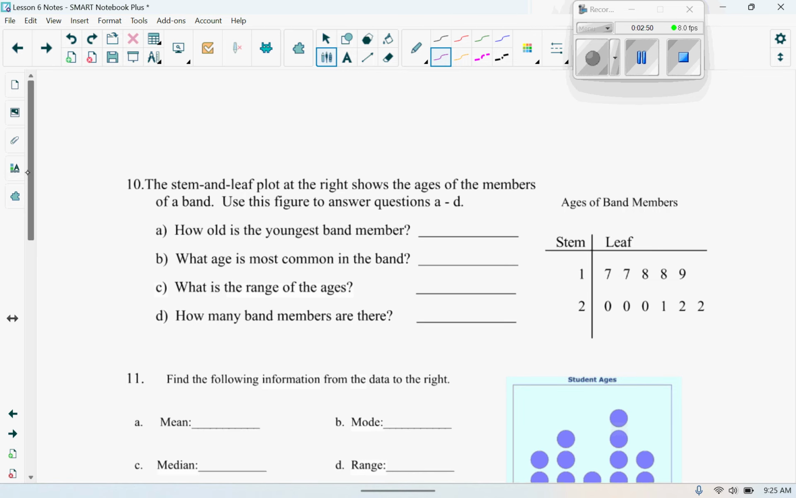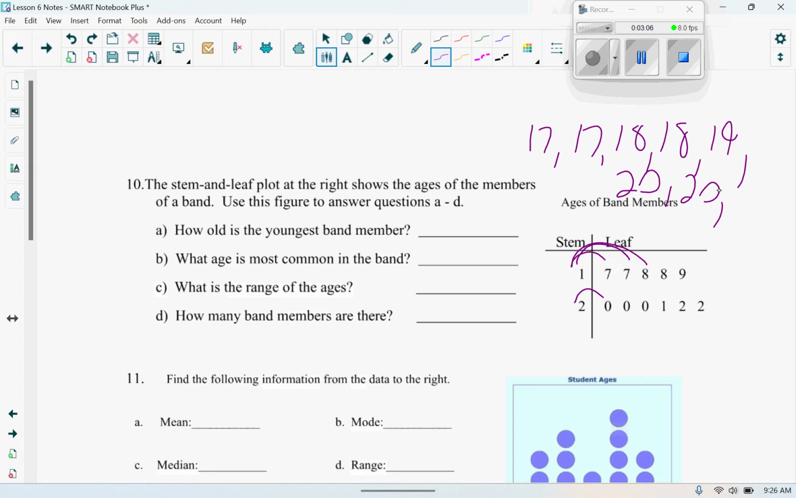So we are going to go here. And stem and leaf, it's really easy. You just have to know how to read it. These are the ages of the band members. So the band members are 17, 17, 18, 18, 19, and then we go down the next line, 20, 20, 20, and then 21, 22, 22. So you get the idea.